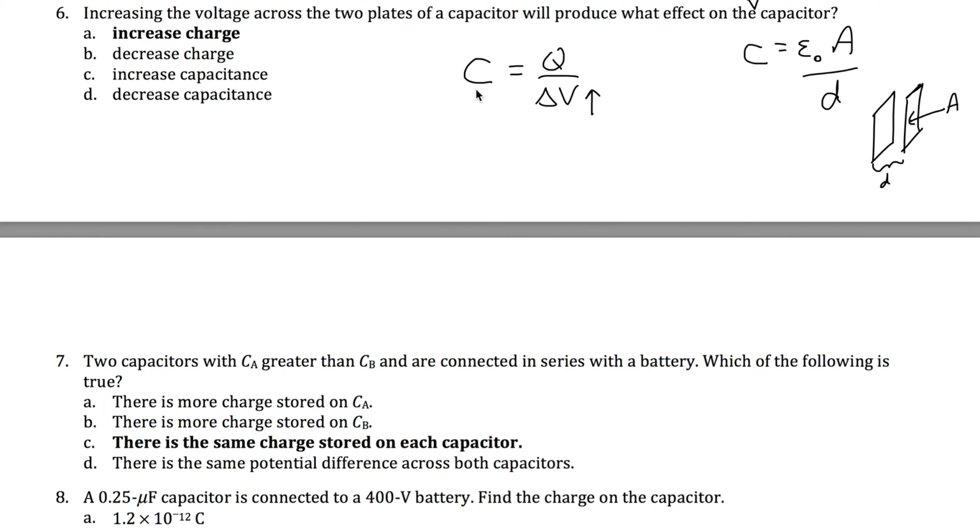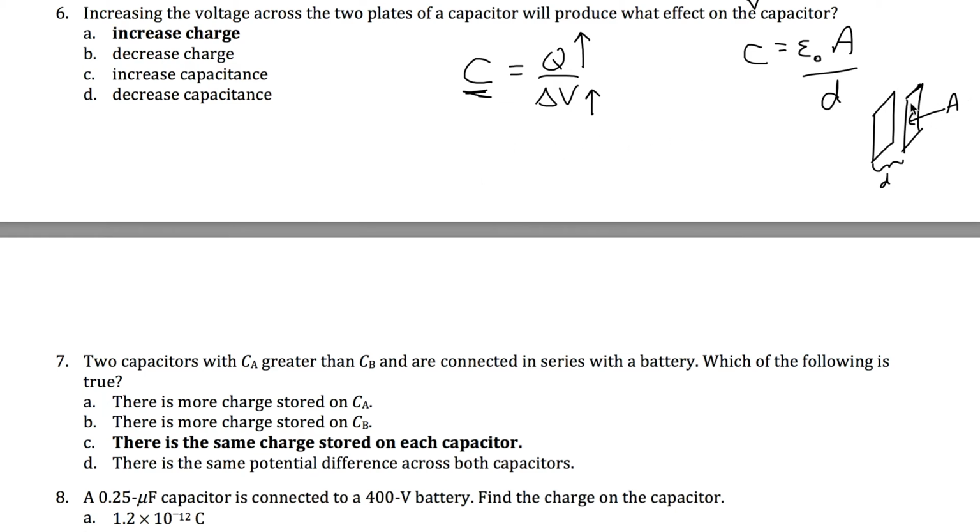So if the capacitance is staying put, then if you increase the potential difference, then you must also be increasing the charge, because that's the only way that this will stay the same, by increasing both the numerator and the denominator.